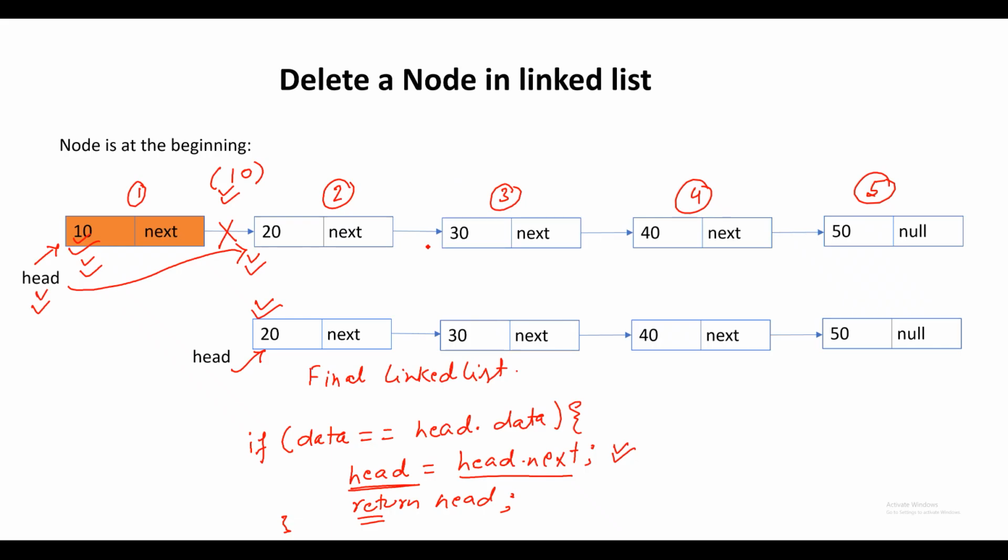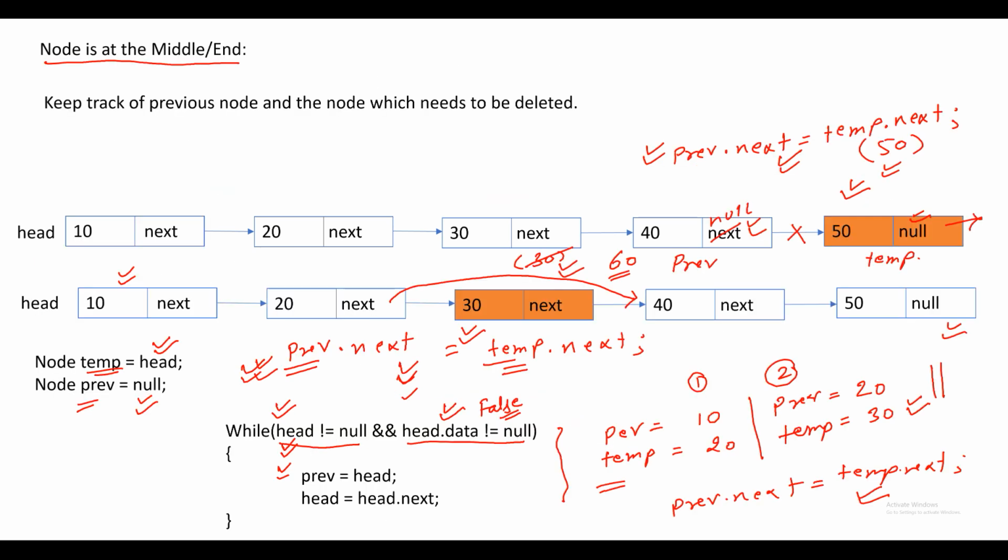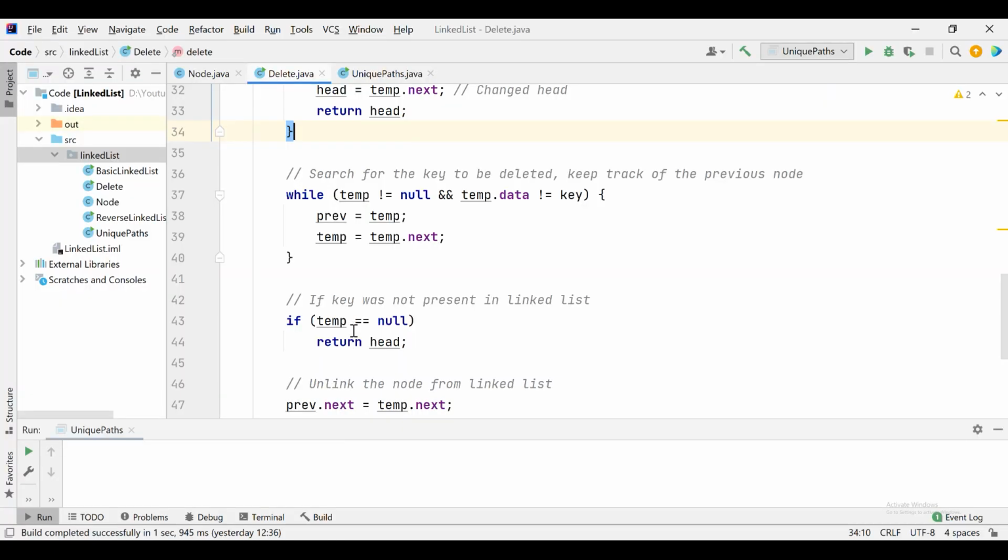Now, think of it like you have to delete the data which is at the end or in between the linked list. So what we have to do, we have to run a while loop till we are not getting the data or we are reaching the end of the linked list. So this is what we are doing here, and we are just keeping track of the previous node and the node which will hold the data. So in this case there will be two conditions. One is when you found the data, or else you have reached the end of the linked list.